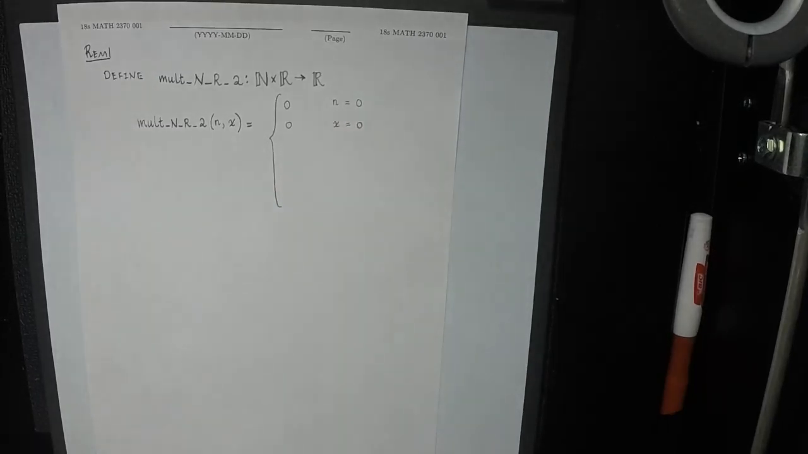So now we're going to do a similar thing, but we're going to be more clever about it. And instead of just saying it's x plus n minus 1 times x, we're going to do different things depending on the parity of n. And remember, parity means what? Even or odd. Okay.